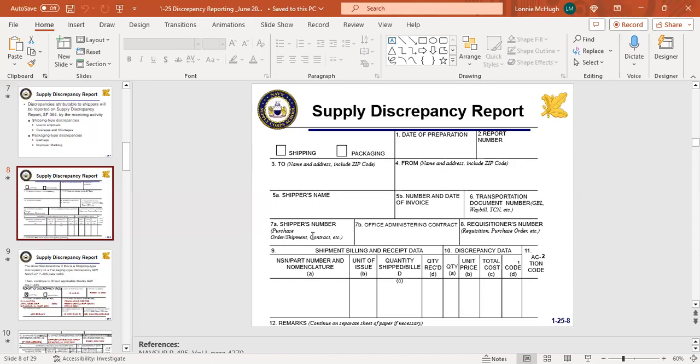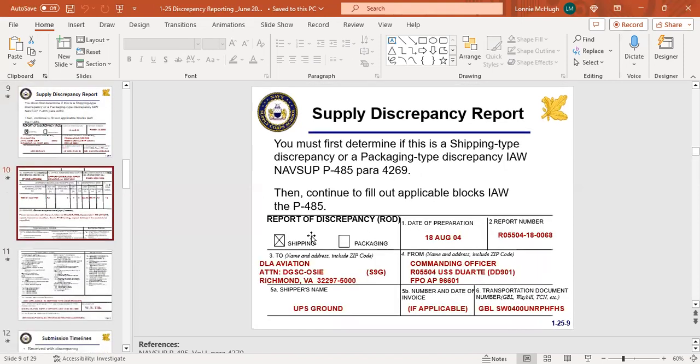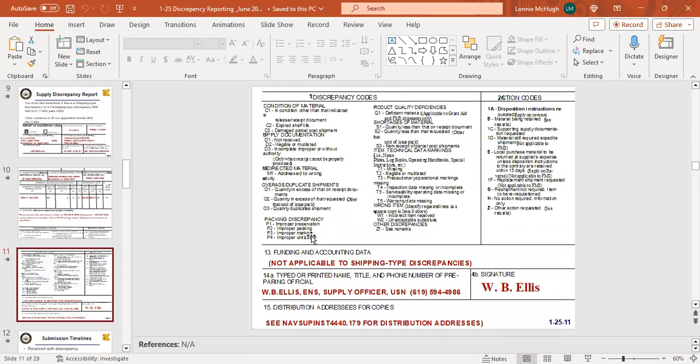If you look at block 10D, you'll see a code there, and then block 11, you'll see a code as well. The one on 10D can be found on the document itself, the discrepancy code. On the 364, the SDR, if we click down a few pages into this cropped example, on the form itself there is a list of these discrepancy codes. And so you'll just annotate what the problem was with this pack.